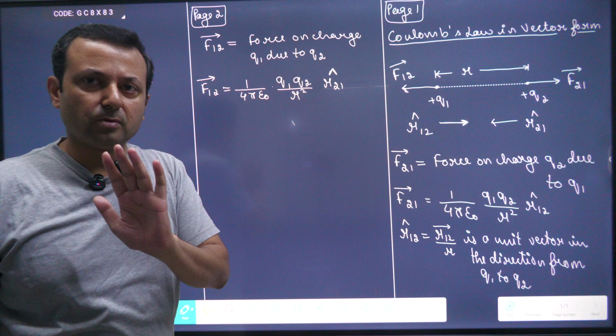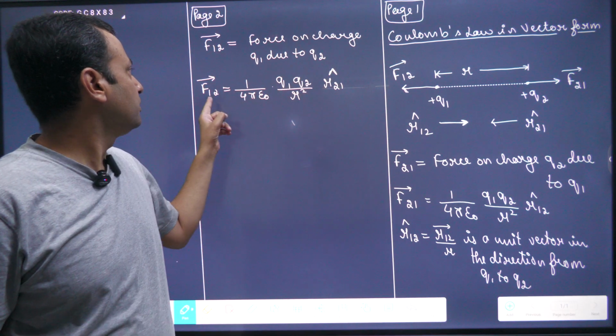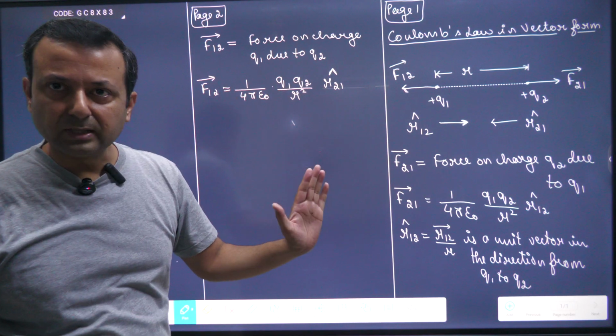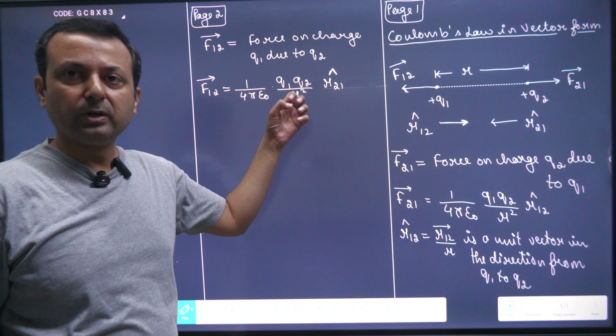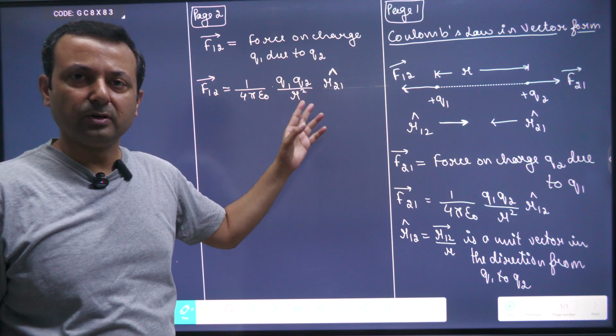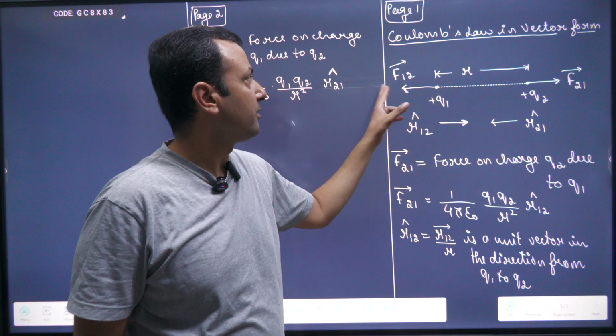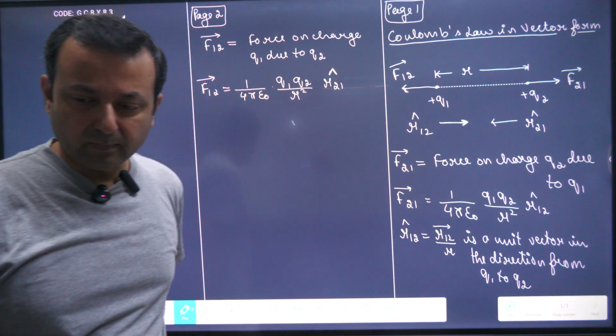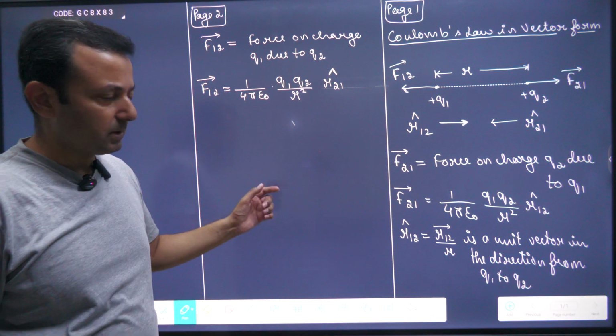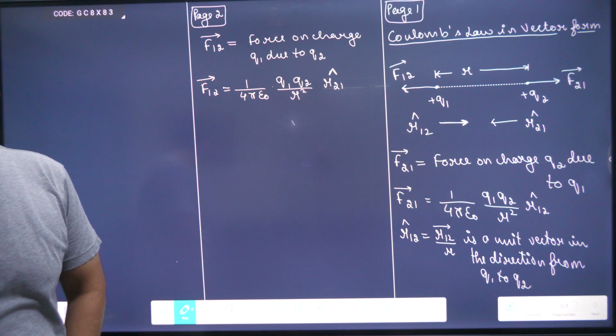Magnitude is only 1. So this is the magnitude of this force. The magnitude will not get disturbed, but to give it a direction, we multiply it by the unit vector. So we multiply by R21 cap, because R21 is towards left and the F12 vector is towards left. I think now the complete thing might be clear to you.